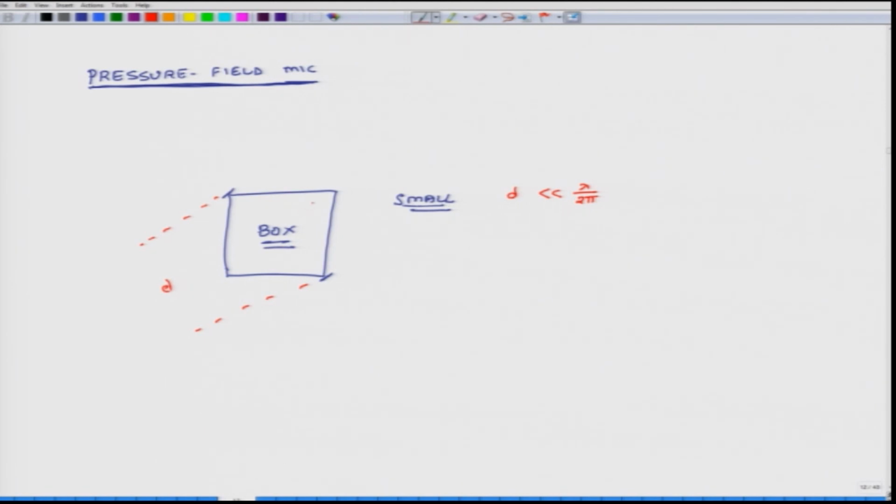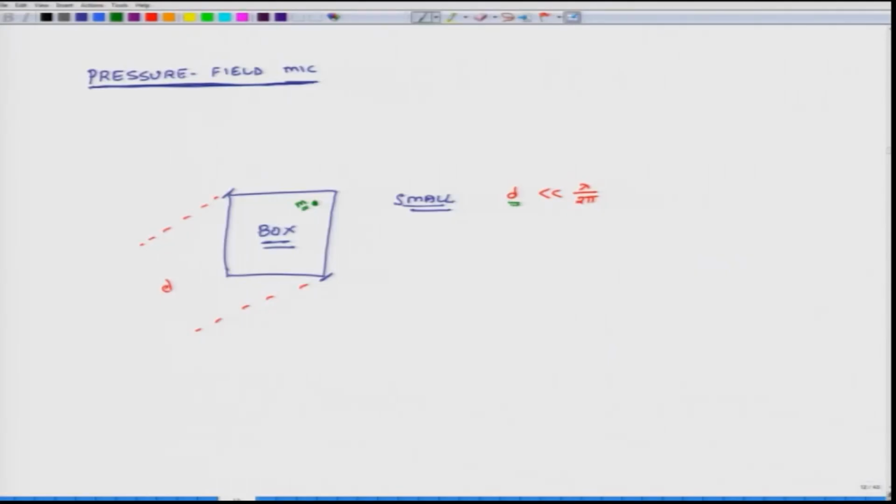So, suppose in the box there is a noise making machine, a machine which is generating noise, but it is a closed box. Now, this box in reality could be a room, a cabin, a cockpit, whatever, does not matter. It is generating noise, but the main thing is that d, its largest dimension, should be small compared to 1/6 of the wavelength of all frequencies which are present in the box.